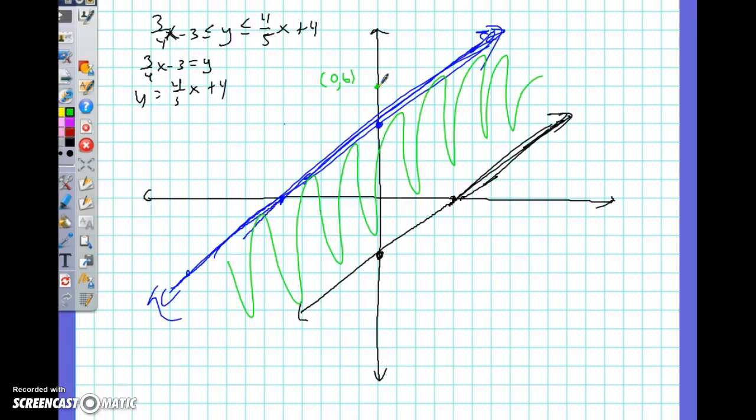I would always pick something that has a 0 for x, simply because my life is better if I do that. Does that make sense?